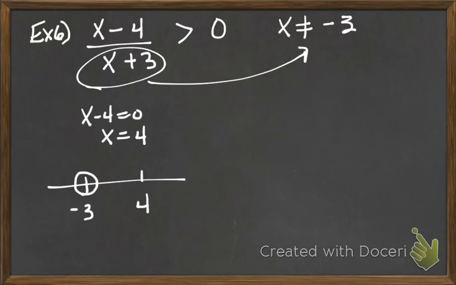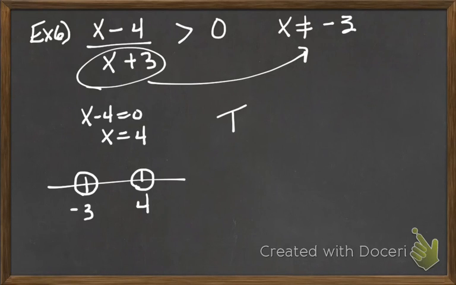4 is open because there is not an equal to on the original inequality. So 4 could possibly be closed if it would have been greater than or less than or equal to. But the negative 3 will always be open because it's an excluded value. The other numbers could be open or closed based on the inequality sign.